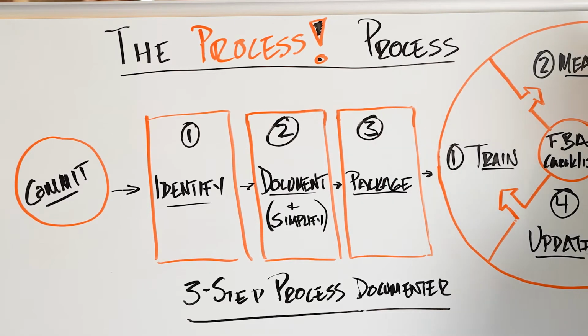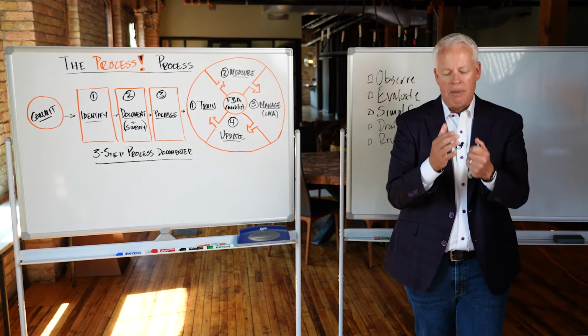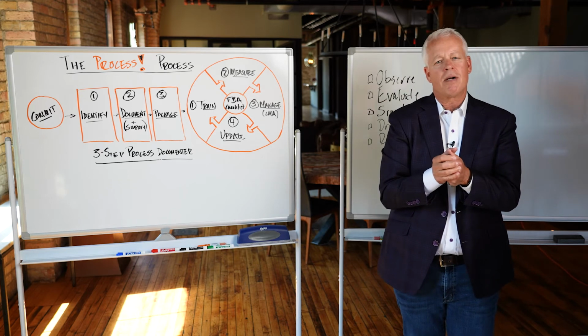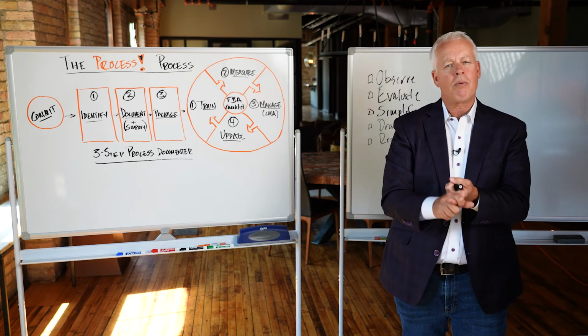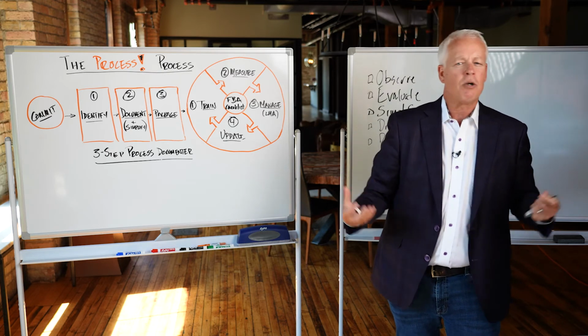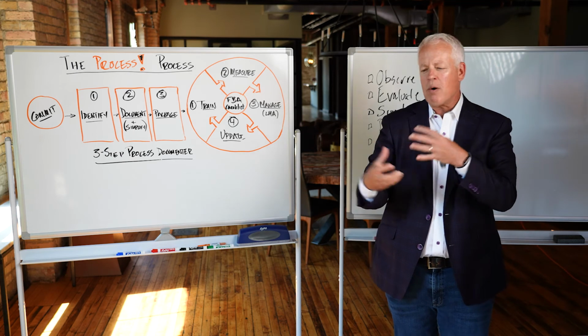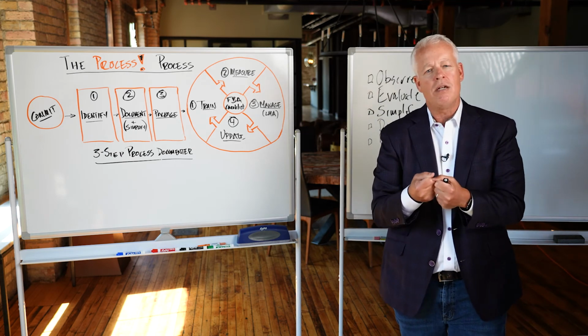The last step in the 3-step process documenter is package. And this may not sound as important as these other 2 things I've just shared, but it's equally important. Because a common mistake entrepreneurial companies make is they don't think about how to make their core processes easy to find and use. That's why you see these big SOP manuals and formats for core processes that just don't work for the people who need to use them.